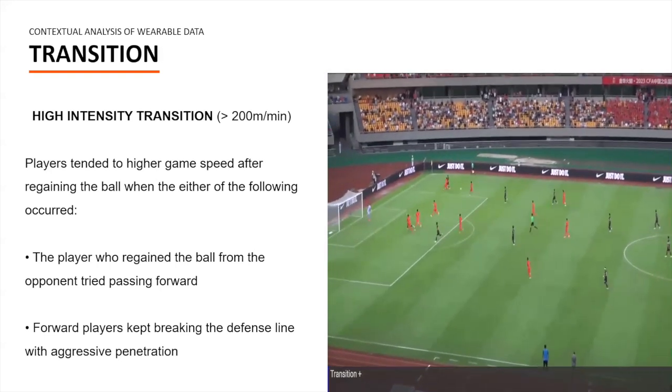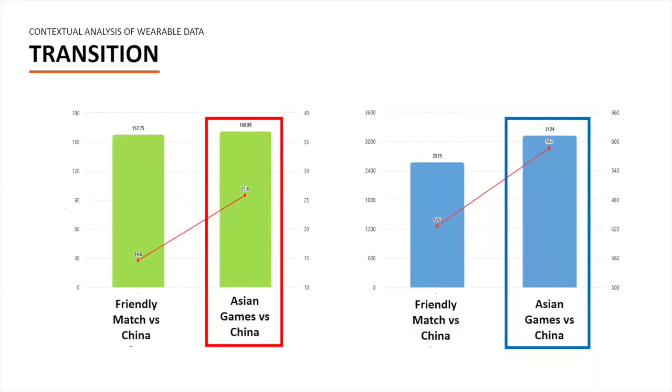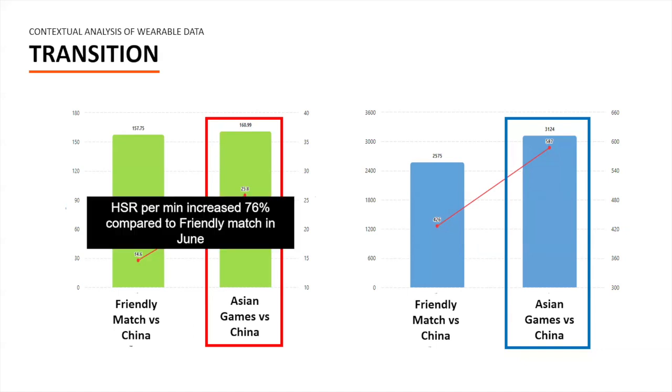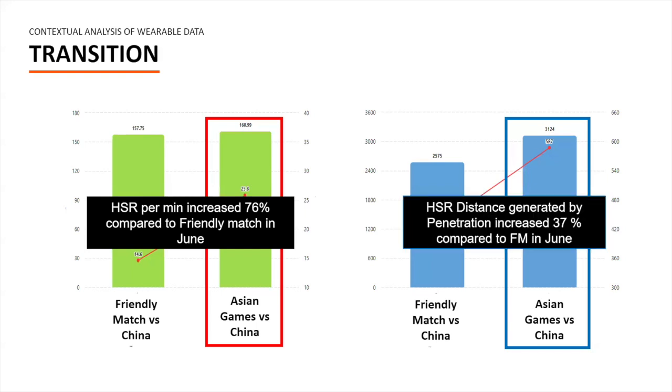Since we noticed that we needed to work on offense transition, we put a lot of effort into the offense transition phase in our training sessions until the first match of the Asian Games started. As a result, the high-speed running per minute in the quarterfinal against China increased 76% compared to the friendly match against the same opponent. Also, HSR distance generated by penetration increased 37% compared to the friendly match.